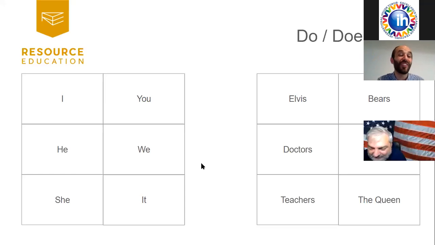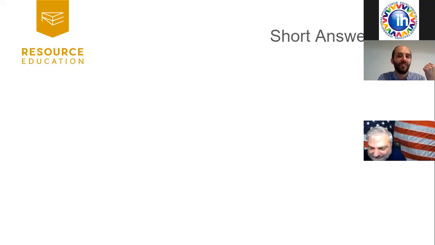All we need for this are cards. I have a bunch of cards with subjects for a do-does race, questions for short answer races. Simply, my students will drill together the responses of short answer questions in English.